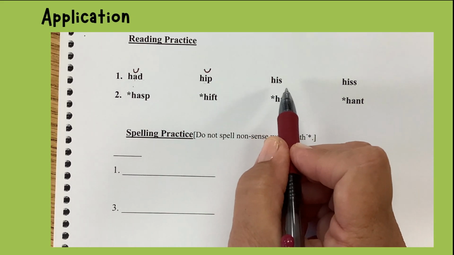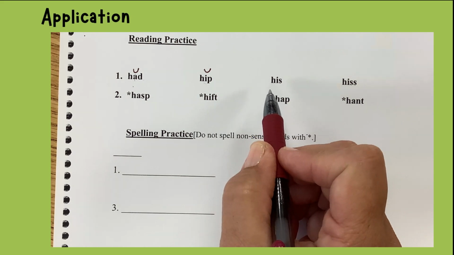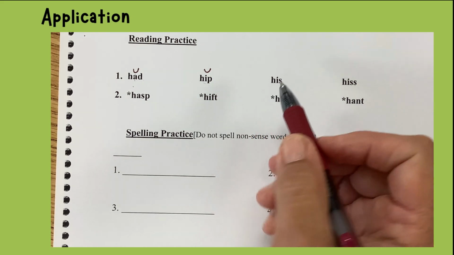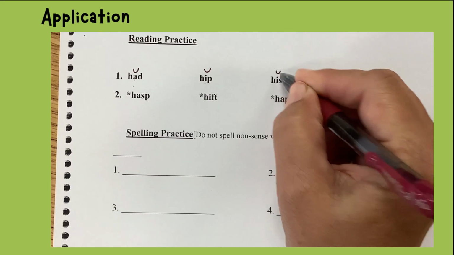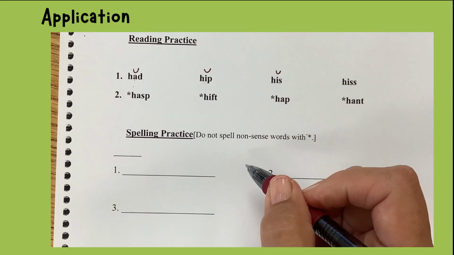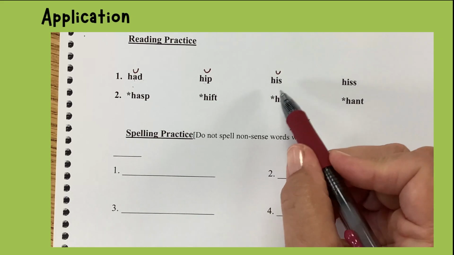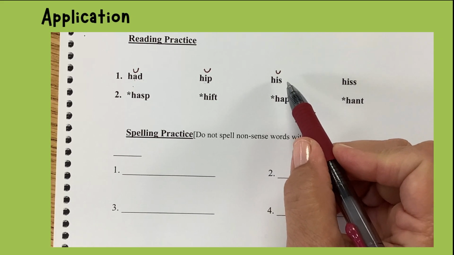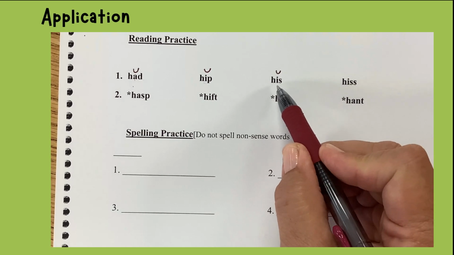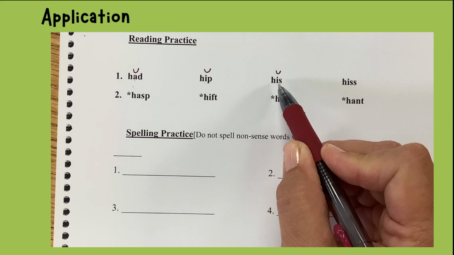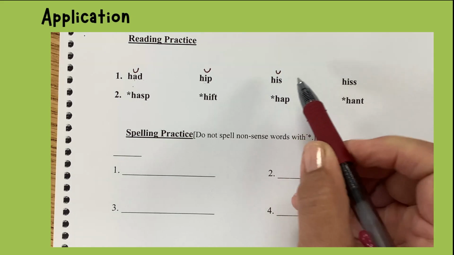Let's look at the next word. What's the vowel? I, a vowel in a closed syllable, short, coded with a breve. What's the sound of short I? Now let's look at the S. We know S has two sounds, S and Z. We know after a short vowel sound that the S is going to make a Z sound.